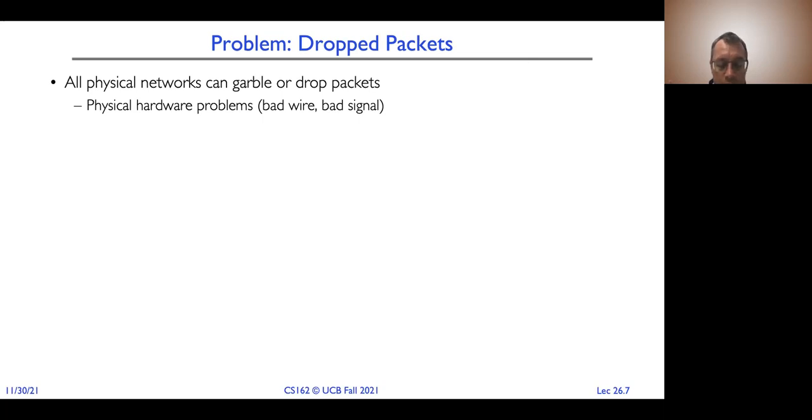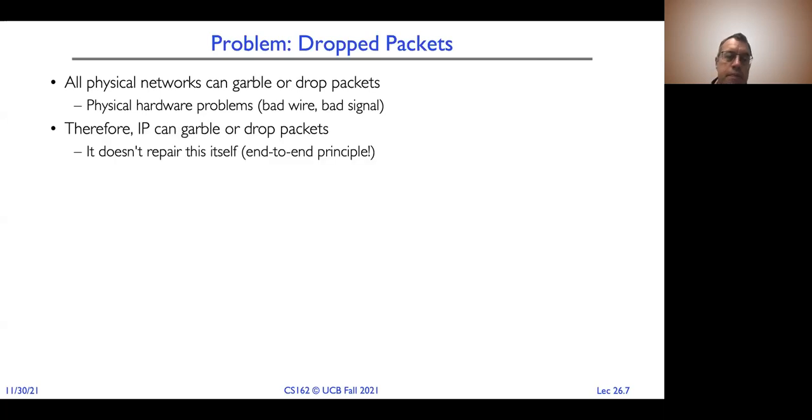Your microwave can corrupt your wireless link. Even in optical networks, the bits can be corrupted. The wire can be bad, not very well connected, and many other reasons. Or like we will see, the buffers in the routers are going to overflow and you are going to drop packets.